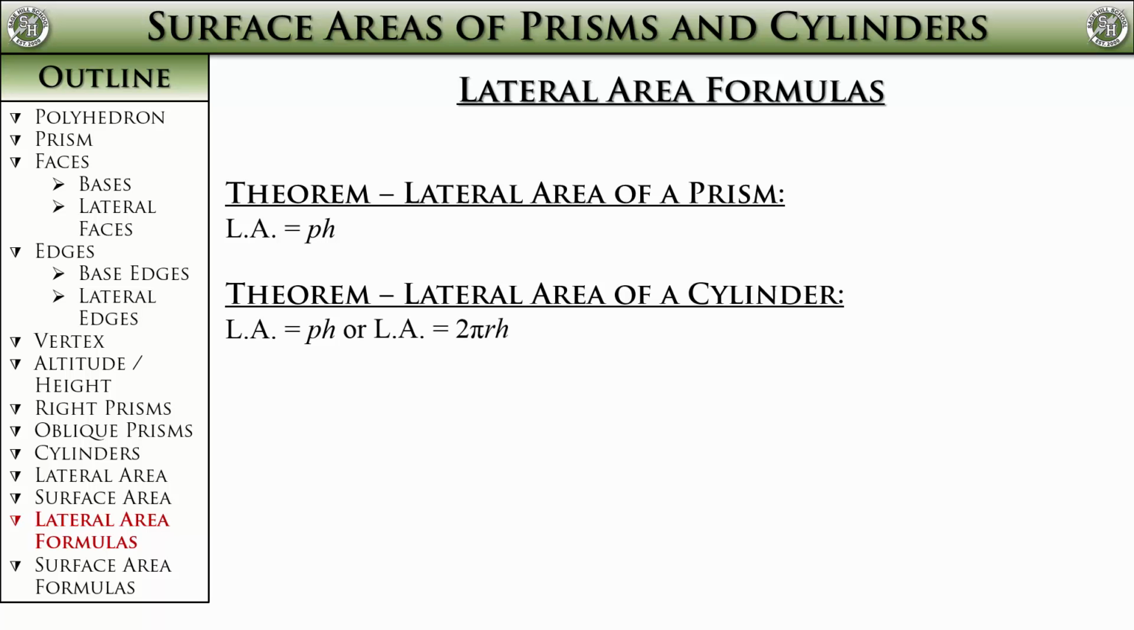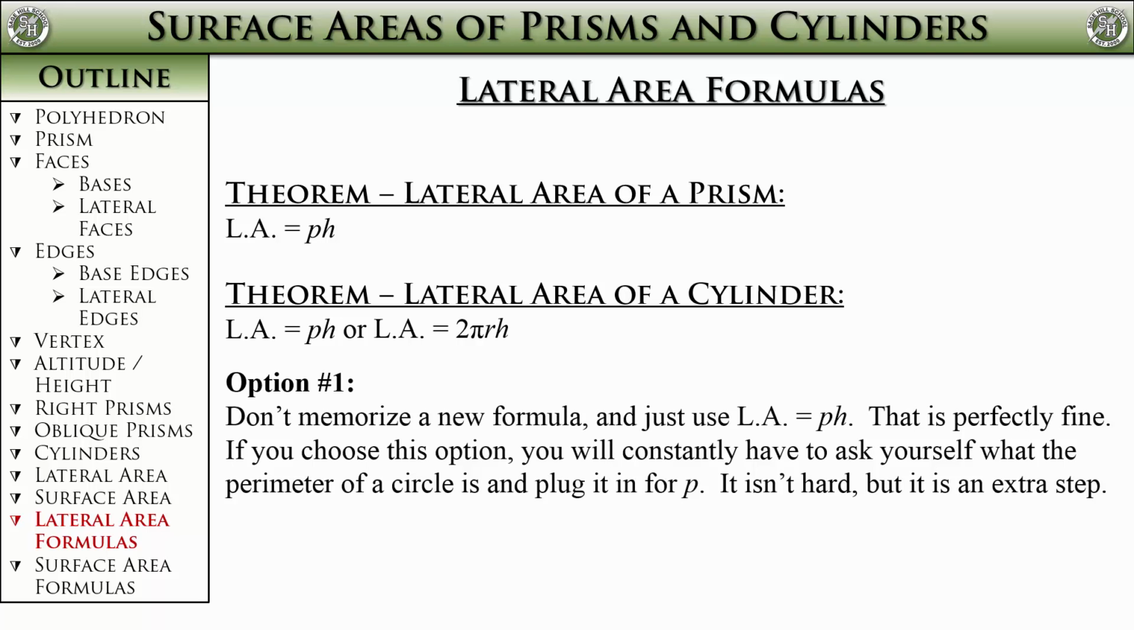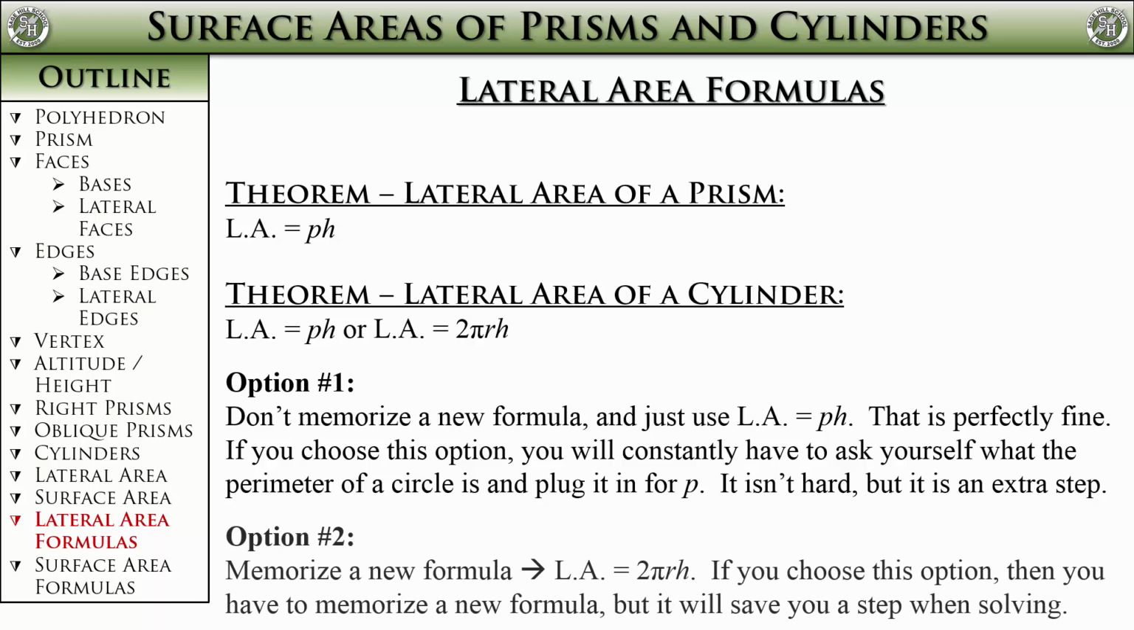Here's the choice you have to make. Your first option is you don't memorize a new formula and you just use LA equals pH. That is perfectly fine. If you choose this option, you will constantly have to ask yourself what the perimeter of a circle is, decide it is circumference, and then plug it in for P. It isn't hard, but it is an extra step. Your second option is to memorize the cylinder-specific lateral area formula, LA equals 2 pi RH. If you go this way, you have to memorize a new formula, but it will save you a step when solving. The choice is yours.